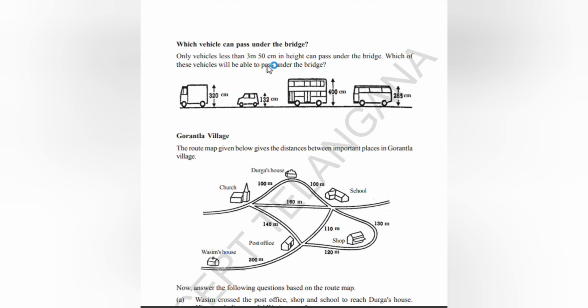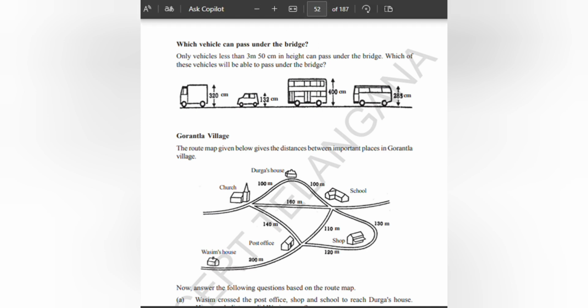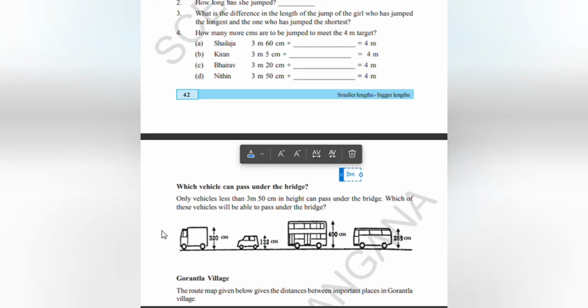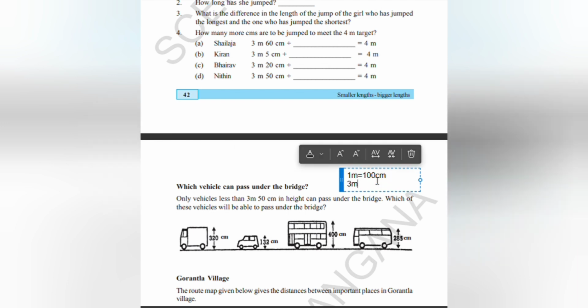What is 3 meter and 50 centimeter? If 3 meter is to be converted into centimeter, what do we have to do? Multiply with 100. If we are showing here 3 meter, 1 meter is equal to 100 centimeter. So therefore 3 meter is equal to 300 centimeter.